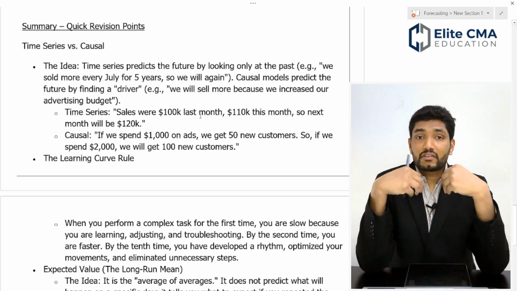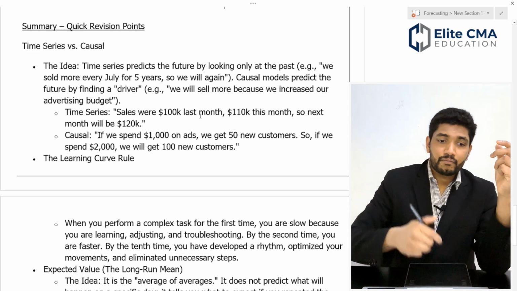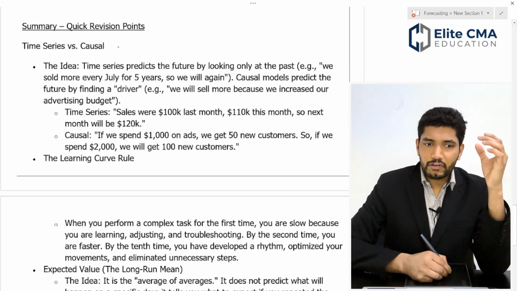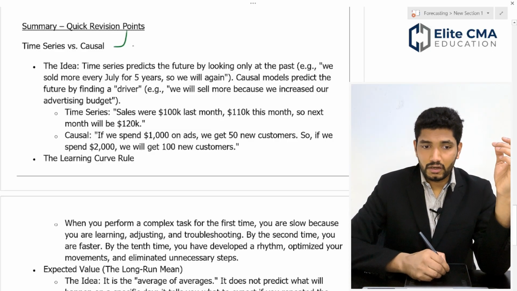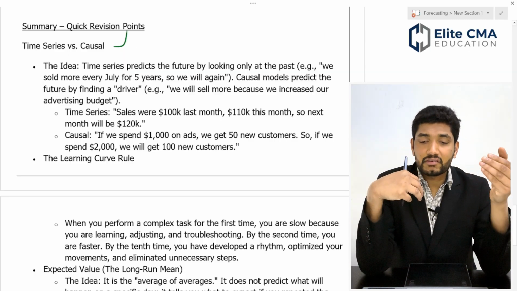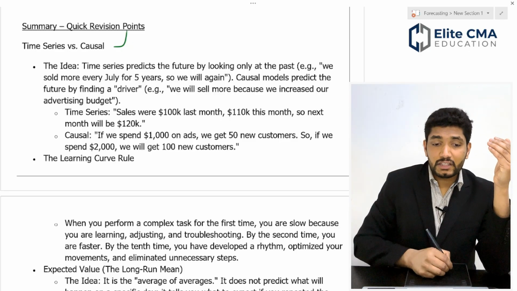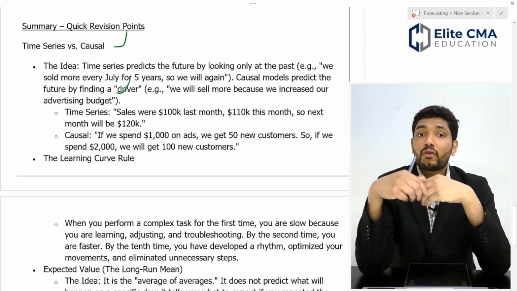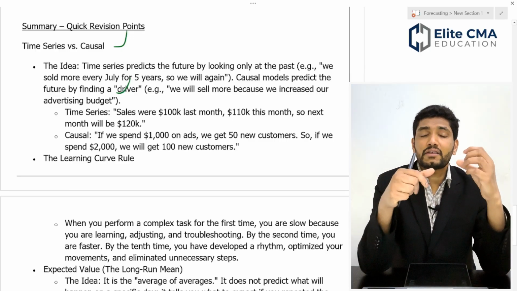Now we will move to the summary of this session. The first one is time series versus causal. Time series predicts the future by looking only at the past. A causal model predicts the future by finding a driver, or the exact reason for that figure.